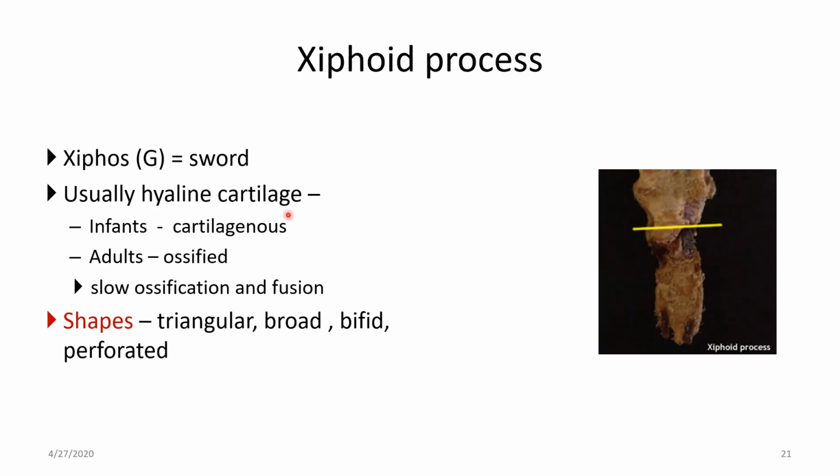Coming to the xiphoid process. The word xiphos is derived from Greek, which means sword, so the xiphoid process is like a sword. And what does it contain? Usually it is high in cartilage. In infants it is cartilaginous and it gets ossified in adults. There is slow ossification and fusion of this xiphoid process with the body of the sternum. The shape of it is also variable. It can be triangular, broad, bifid or perforated.